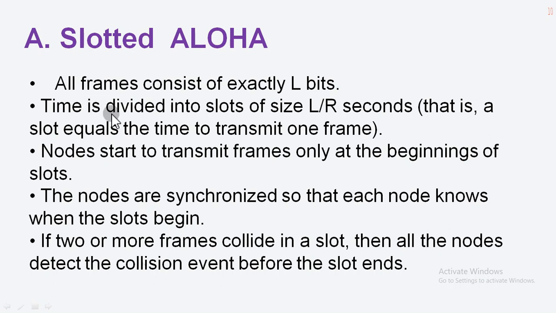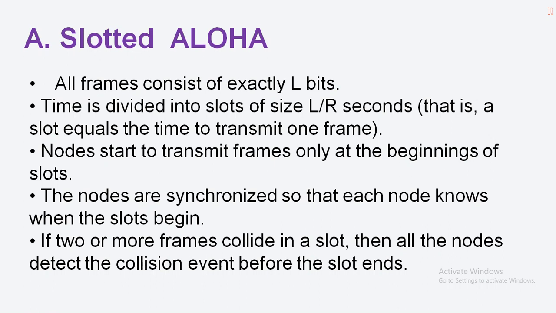Let us begin our study of random access protocols with one of the simplest random access protocols, slotted ALOHA. Of course, it comes with assumptions. All frames consist of exactly L bits. Time is divided into slots of size L by R seconds, where L is the length of the frame and R is the data rate of the channel. That is, a slot equals the time to transmit one frame.